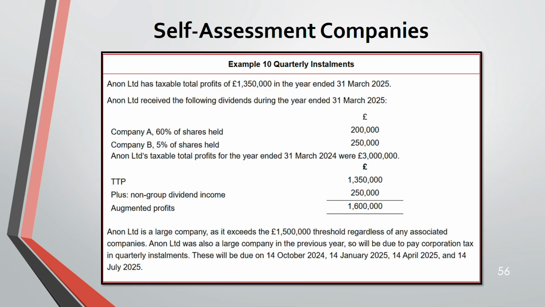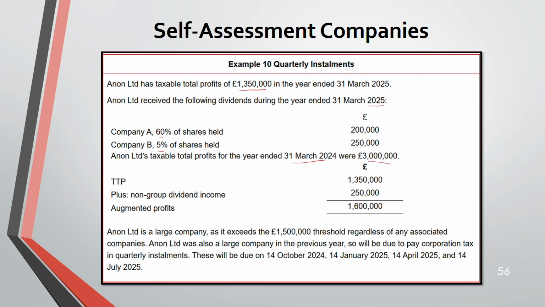Now, example 10. In example 10, we are going to go through the quarterly installments. Anon has 1.35 million TDP, for the full year. These are the dividends you have received, 60% or 5%. And TDP for the year to 31st March 2024, this is 2025, was 3 million. You see, it's more than 1.5 million. So with this TDP, you'll be adding what?